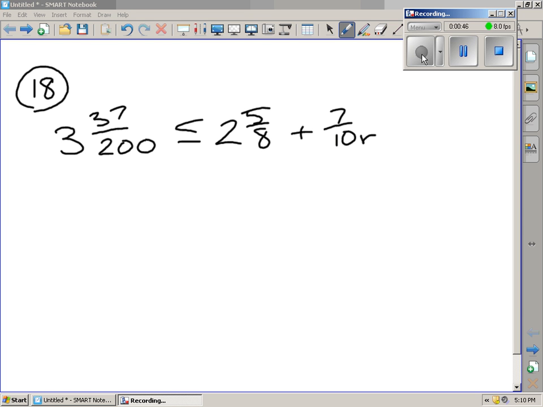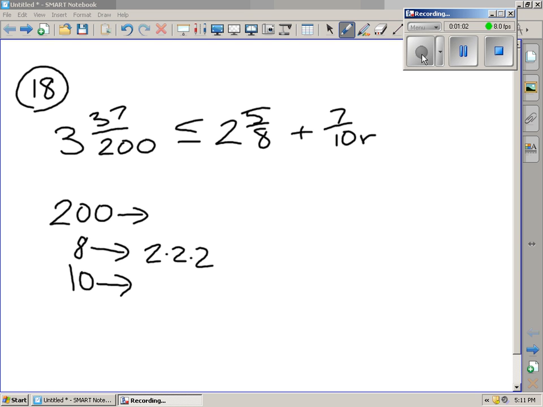The first thing that we're going to do is figure out what the least common multiple is. So 200, 8, and 10. For each of these, we're going to find the prime factorization of each. So 8 is pretty simple, 10 is pretty simple, 200 we're going to start breaking down into smaller pieces.